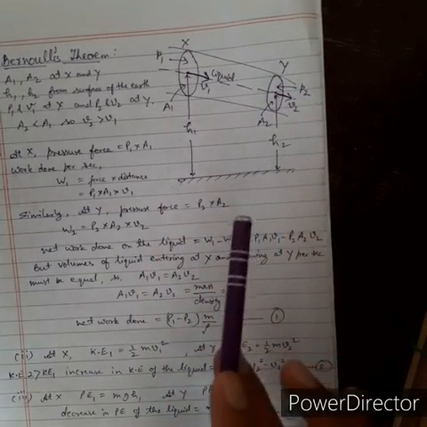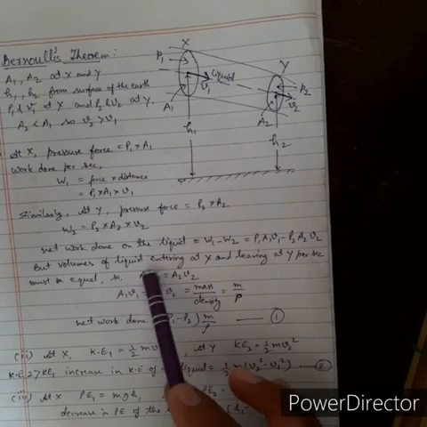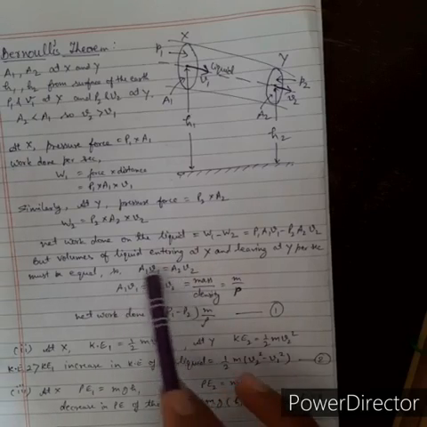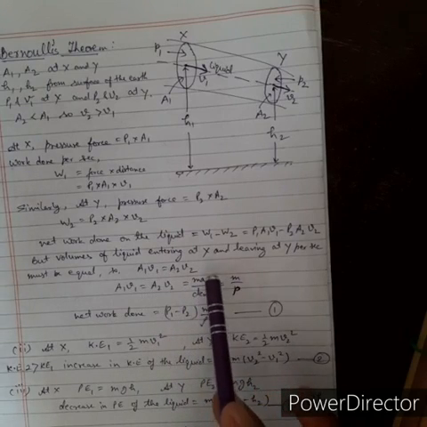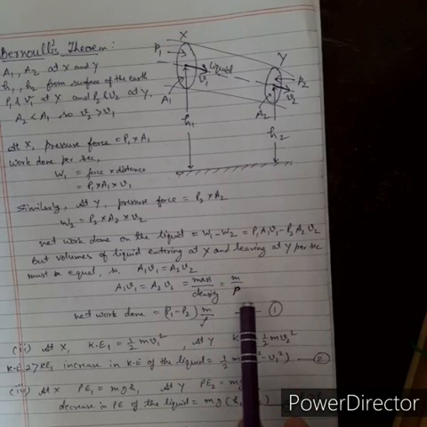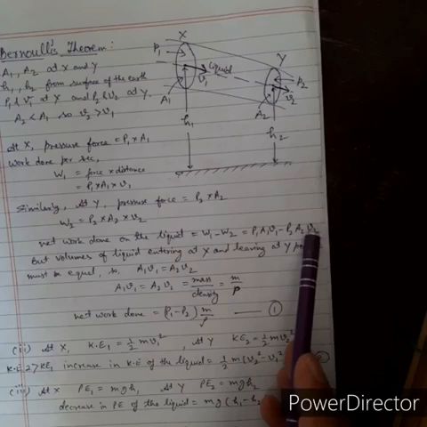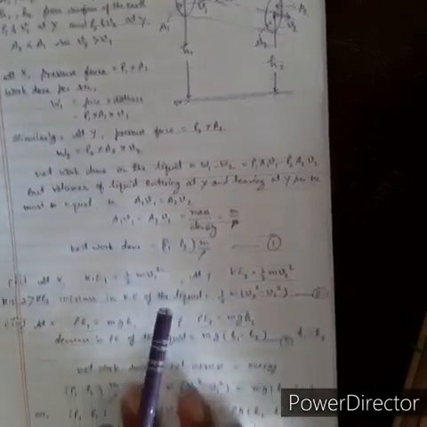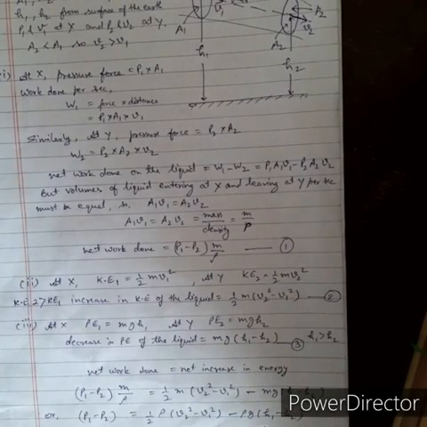If the volume is equal, then A1 v1, area into distance, means volume. So A1 v1 is equal to A2 v2, and this is the volume. Density is equal to mass upon volume, so volume is equal to mass upon density. I represent mass by m and density by rho. So for the net work done, since A1 v1 is equal to A2 v2, I can write m upon rho. Taking m upon rho common, you will get P1 minus P2 is equal to m by 2. This is your equation number 1. This will give you the value of the pressure energy.